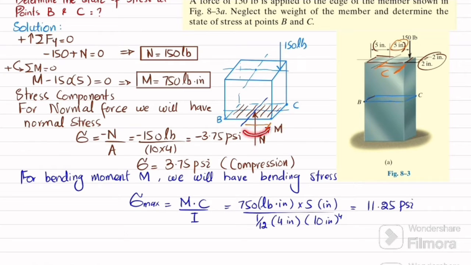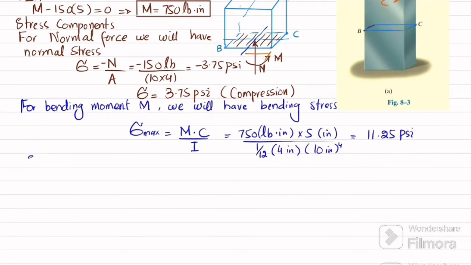Now we have seen that due to this normal force, we will have normal stress, and due to this bending moment, we will be having bending stresses. So the combination of this will be obtained by using superposition. Since we are finding the stress at point B and C, first we will take the stress at point B.